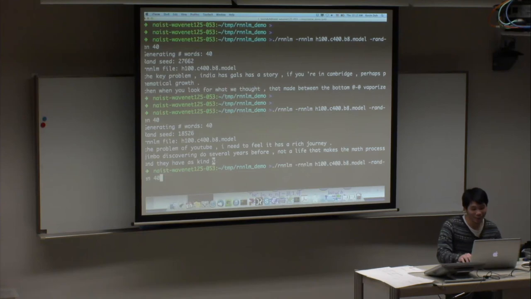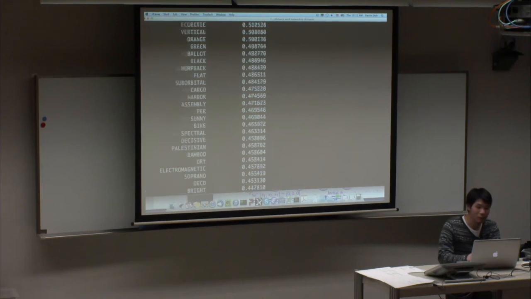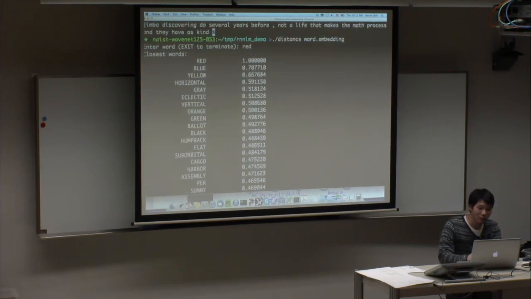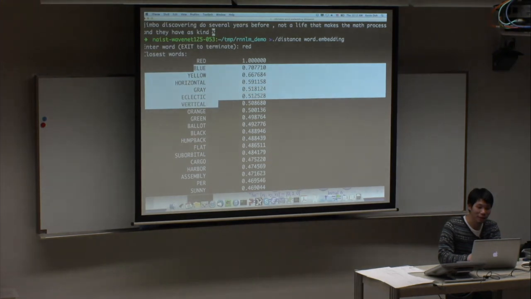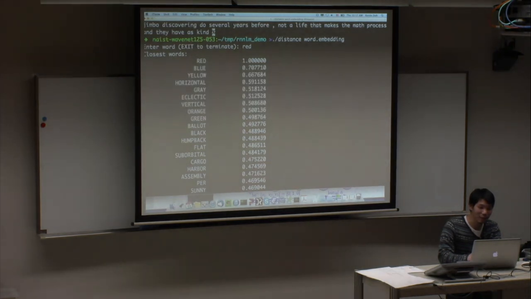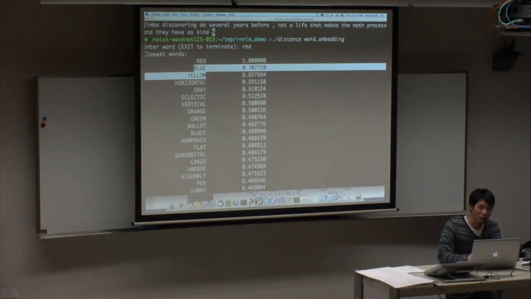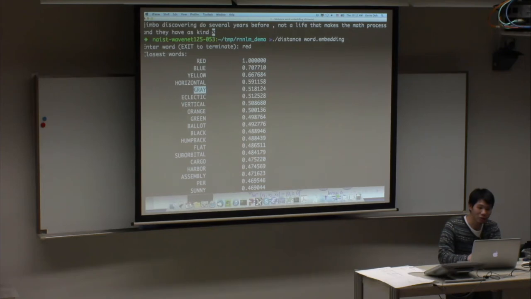Okay. And you can also look at the word embedding it generated. So for example, this is taking the W weights. Okay. So let's say the word red has a set of weights, and what are the closest words in that weight space? So you can see that blue, yellow, right, gray. So all these colors are close to the word vector for red. So it's kind of learning some sort of semantics or syntax.